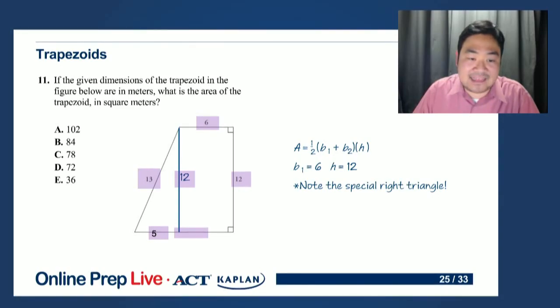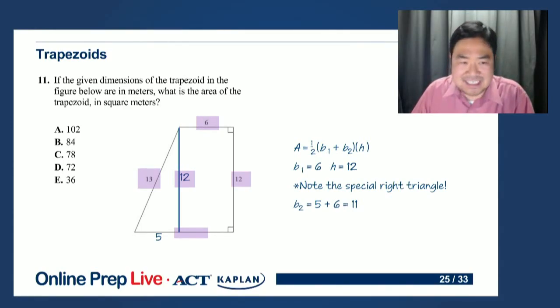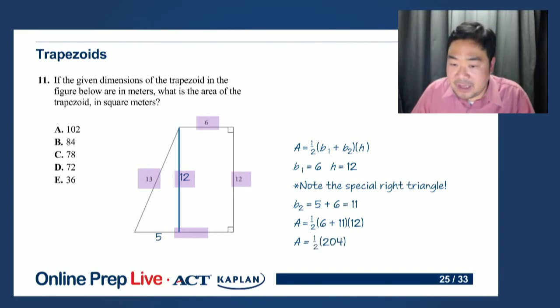So we know that little part there is going to be equal to 5, but we need the entire base, right? We need the whole length there. So not only do we have the 5, but notice we have the 6 up here, and that's going to match the 6 down there. So what is the base, the second base, going to be equal? 5 plus 6, which is equal to 11. We've got our two bases, we've got our height, and then we use our trapezoid formula, 1/2 times 6 plus 11 times 12. And we simplify those, we get 1/2 of 204.